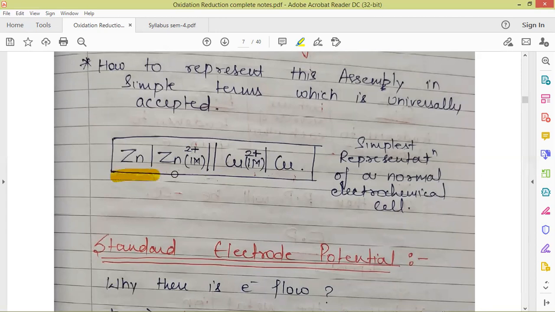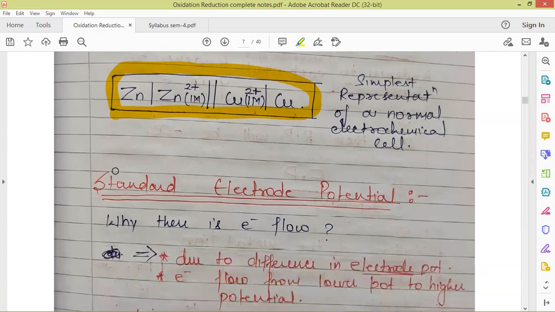So this is the simplest example of the representation of any cell. This is how we can represent the oxidation half and the reduction half. We can represent any cell in this form. Next comes the term standard electrode potential.